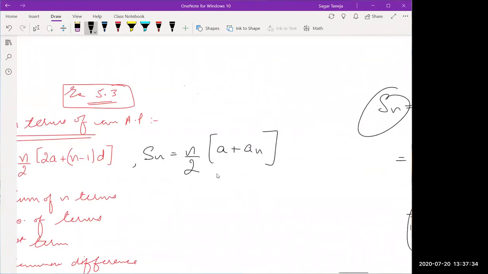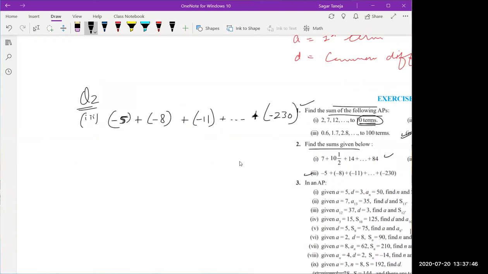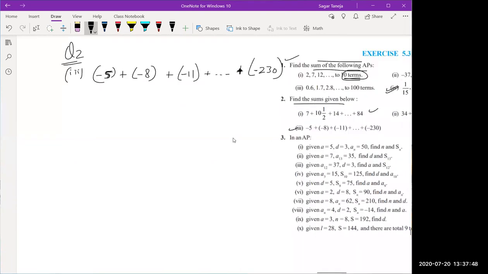Just note it down if you have not noted it down. This is the formula: Sn is equal to n by 2 (a plus an). an is the last term, a is the first term, and n is the number of terms. But here, if we do not know n, we have to calculate the value of n first of all.